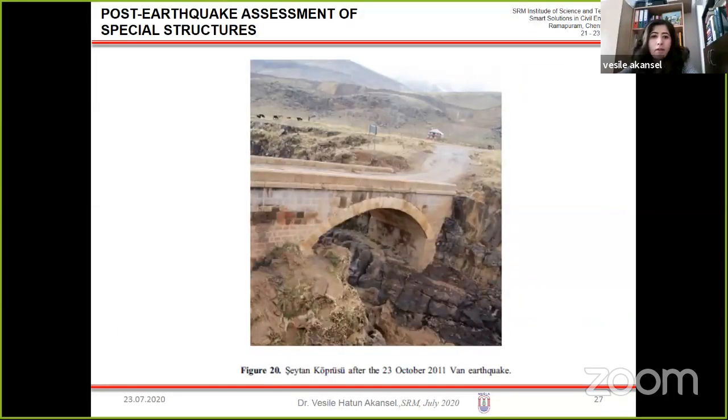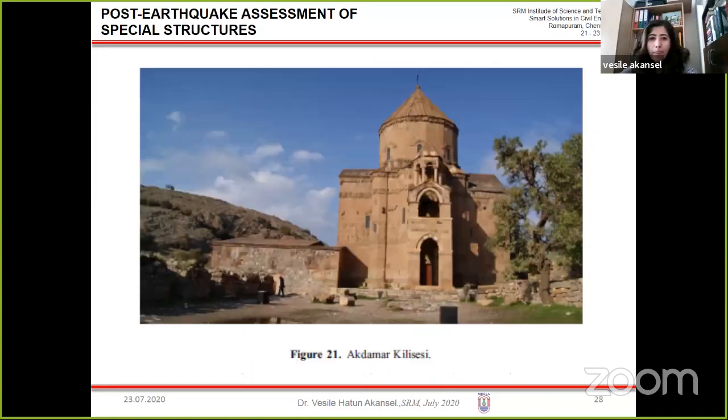And this is another historical bridge. It performed well also. And this structure is very special. It's named the Akdamar Church. And this church is located on a lake, as you have seen in the previous figure. There's a lake in the city.